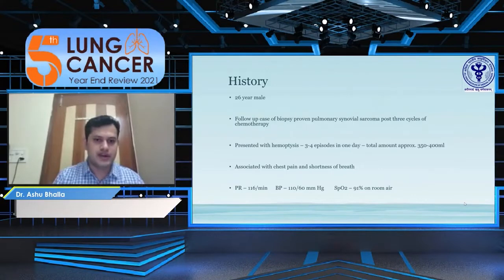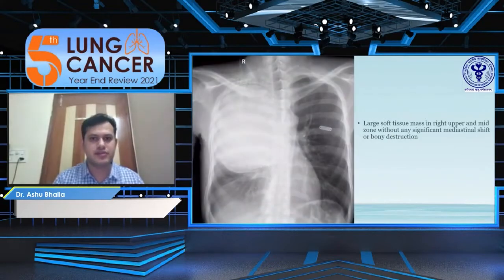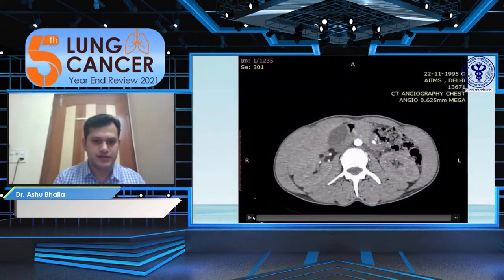The pulse rate was slightly elevated and the BP was slightly low, likely due to hemoptysis, and the SpO2 was also decreased. So this is the chest X-ray of the patient, where we can see a large soft tissue mass in the right upper and mid zone without any significant mediastinal shift or bony destruction. Subsequently, a CT angio was done.